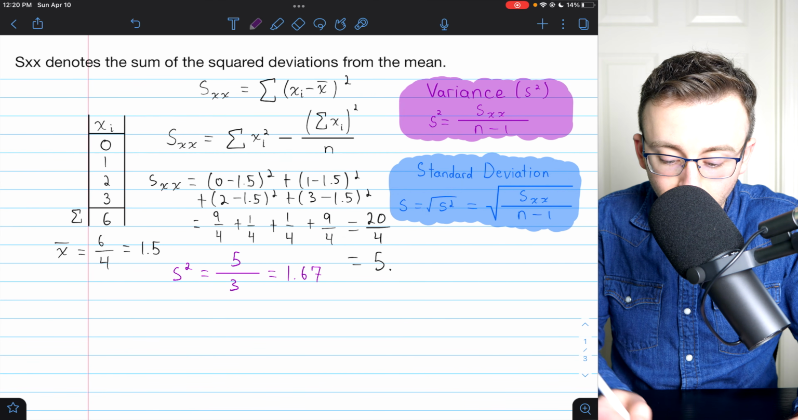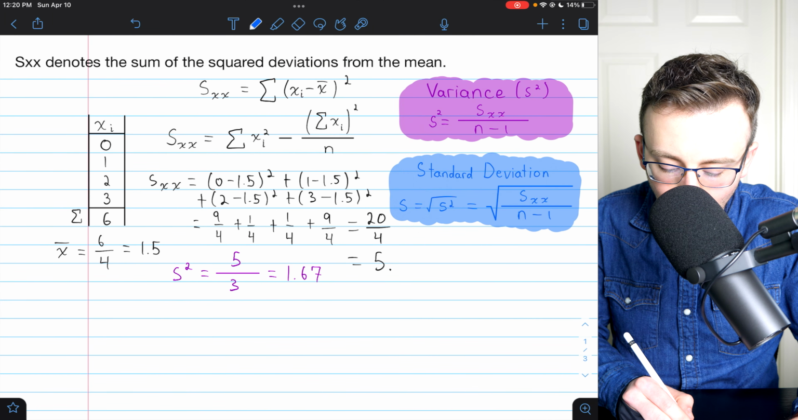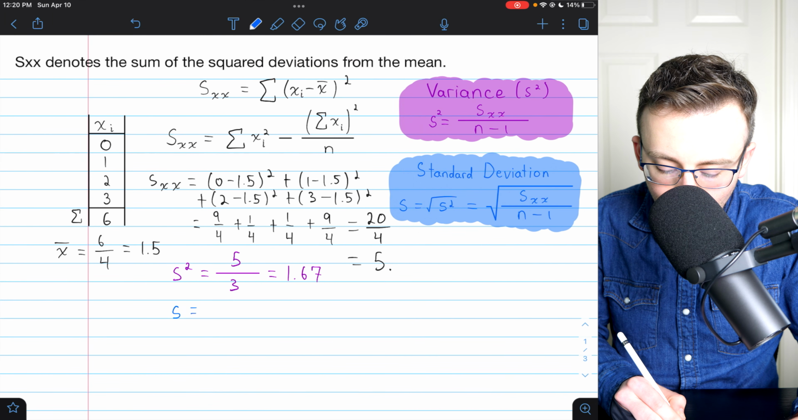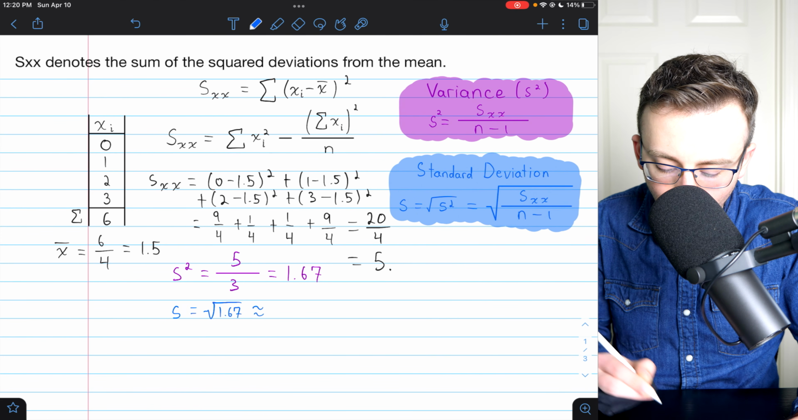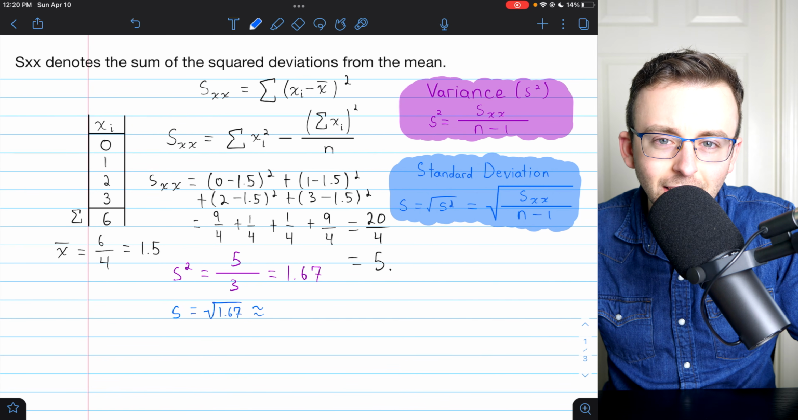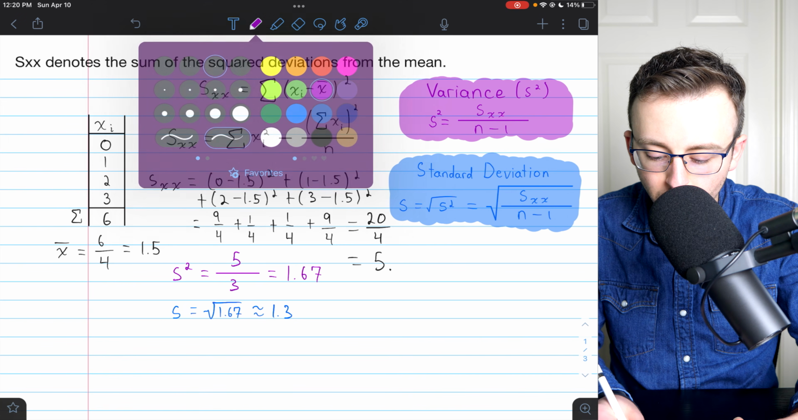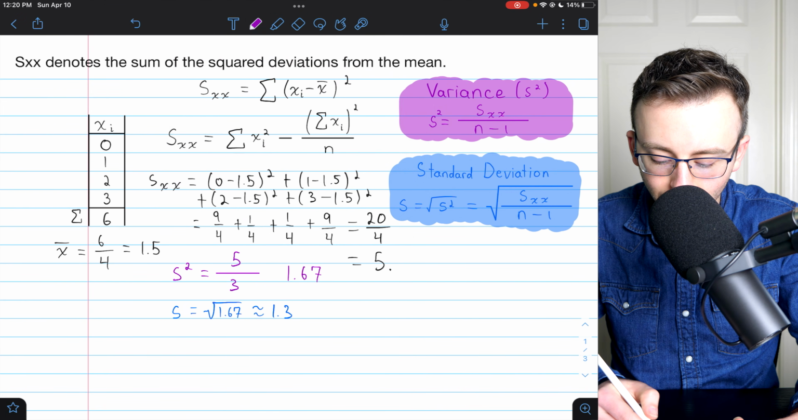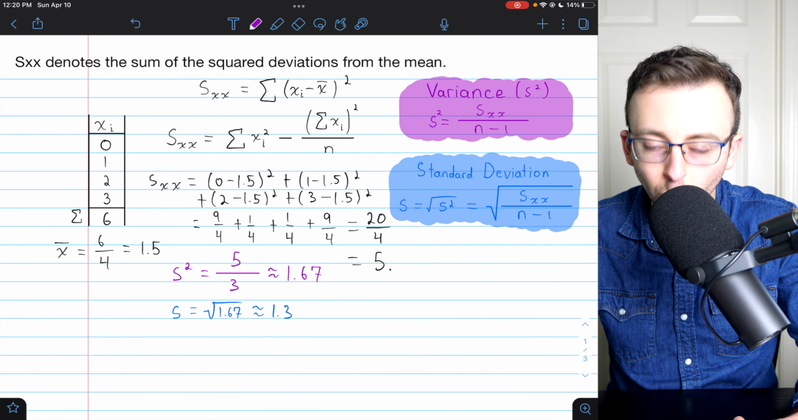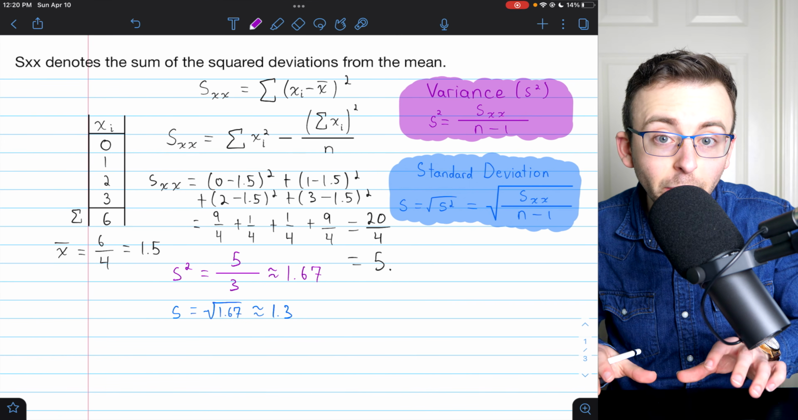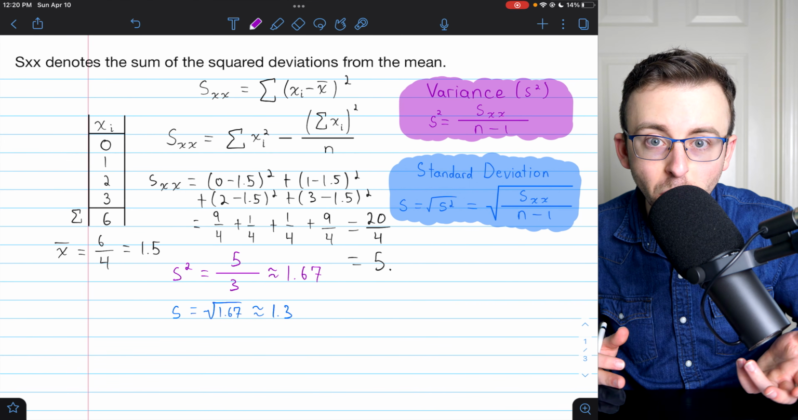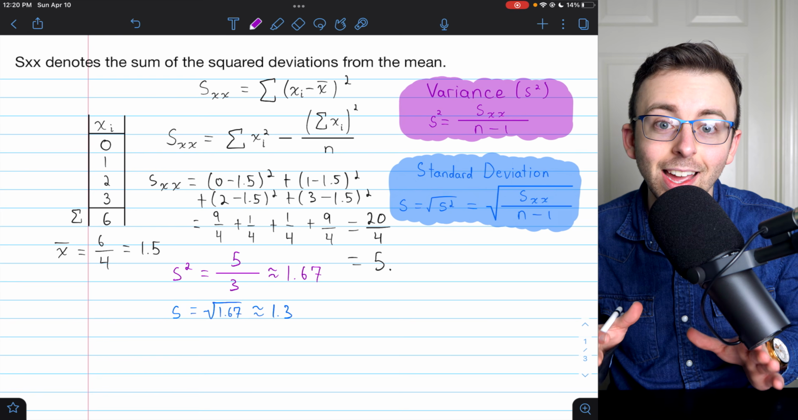So 5 divided by 3, that's about 1.67. Similarly, it's really easy for us to calculate the standard deviation. It's just going to be the square root of the variance. We just said the variance is 1.67, and so the standard deviation is about 1.3. And let me go ahead and rewrite these equals signs as approximately, because that's really what this is. So that's how you calculate SXX. That's how you use it to find the standard deviation and the variance.